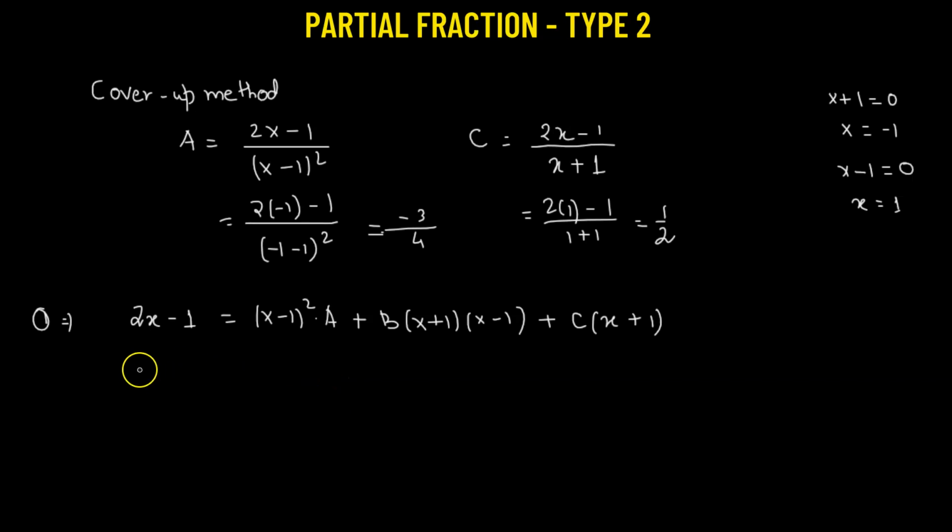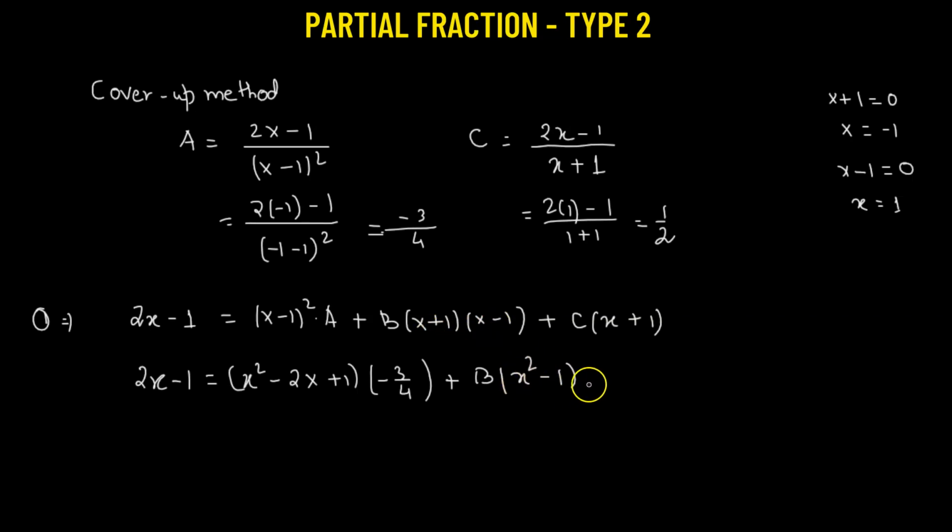We can replace it. So let's replace the value of a and c with negative 3 over 4 and 1 over 2 respectively. And we're also going to expand (x minus 1) whole square. So that's x squared minus 2x plus 1. We multiply to a. So a value is negative 3 over 4. Plus b, we have to find its value, (x plus 1) multiplied to (x minus 1), so that's x squared minus 1. Plus the c value, which is half multiplied to (x plus 1).